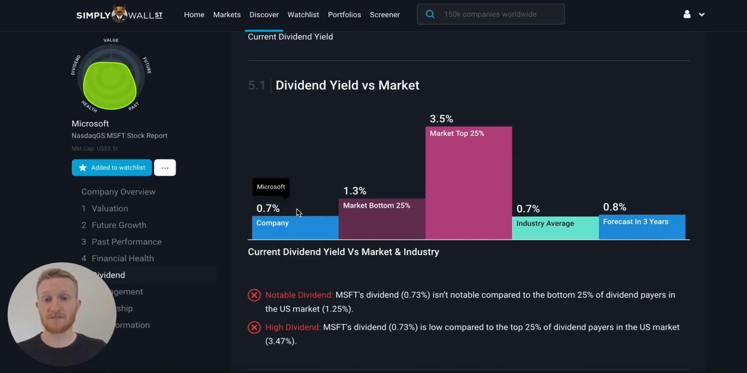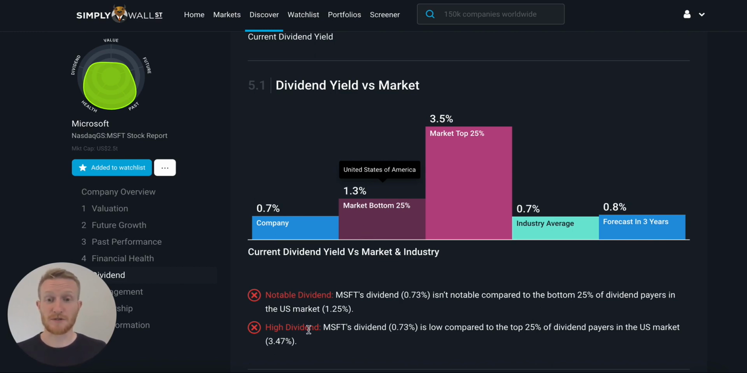This yield of 0.7% is actually lower than the bottom quartile of dividend payers in the US, so the company doesn't pass that check. And what that basically tells you is that this yield isn't even better than the bottom quartile. So it's telling you that there's better opportunities out there in this particular market. And so if you're a dividend investor, that might be a sign to go to the screener and filter for stocks that are yielding higher dividends.